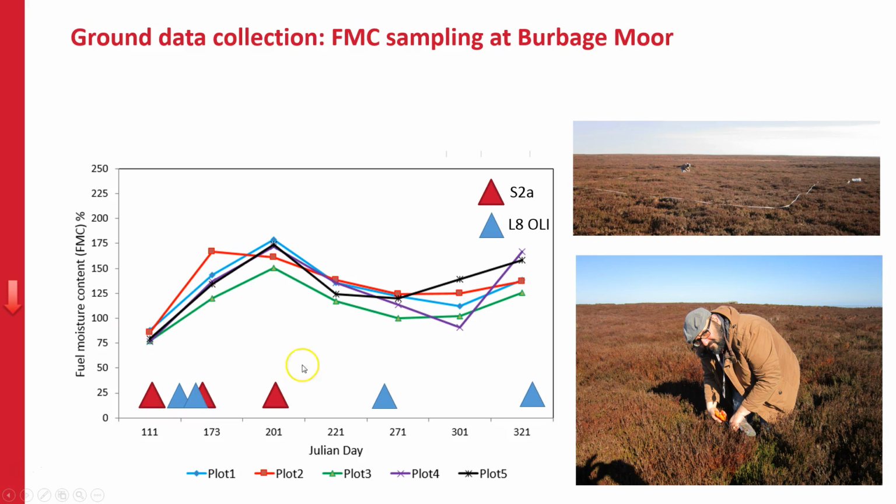So this figure shows the variation in fuel moisture content from spring, rather, early summer through the midsummer into the autumn period, with some rather strange results here for later in the season. The triangles show the dates at which we have data from Sentinel-2A in red and from Landsat operational land imager in blue. So we've got 1, 2, 3, 4, 5, 6, 7 dates so far. And the picture on the right-hand side shows Bardi collecting data in a 20 by 20 metre plot, which we use as the basis of sampling.